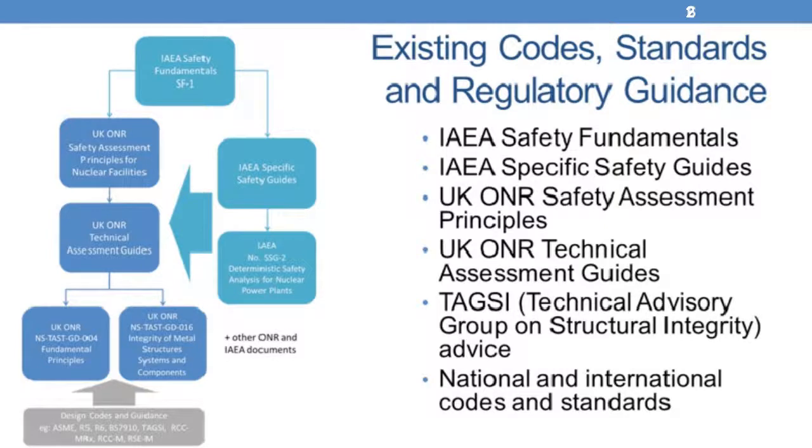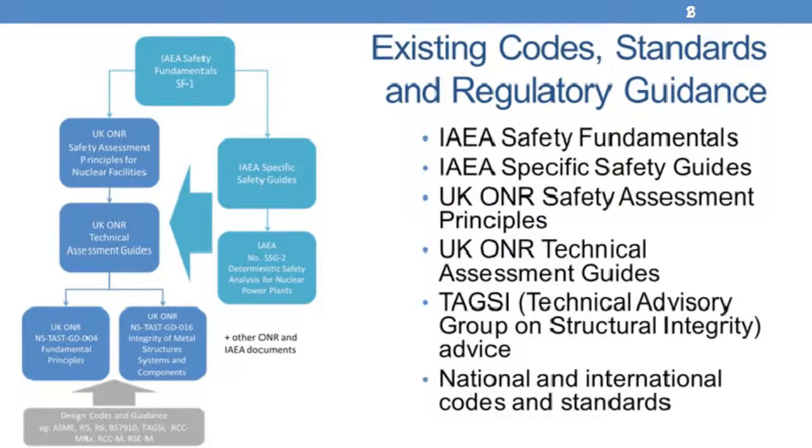So on the subject of codes and standards and regulatory guidance, this slide provides a summary of the existing regulatory framework. And all of the references here are publicly available documents, so you can go and look them up. Ultimately, all of this on the screen there stems from IAEA top-level safety fundamentals, flowing down into the IAEA specific safety guides such as SSG2, which talks about deterministic safety analysis for nuclear power plants.